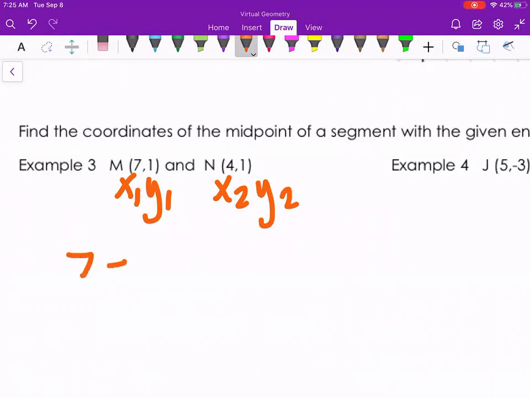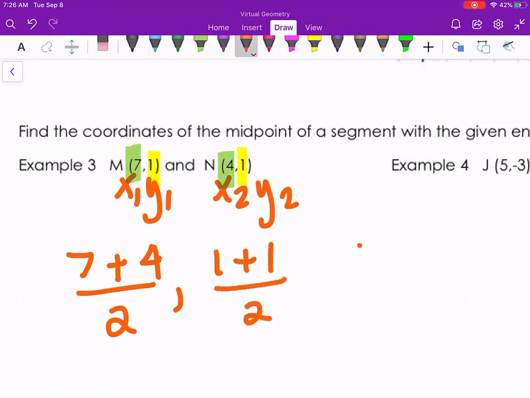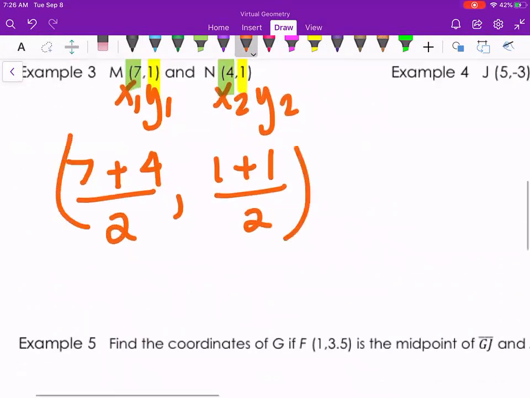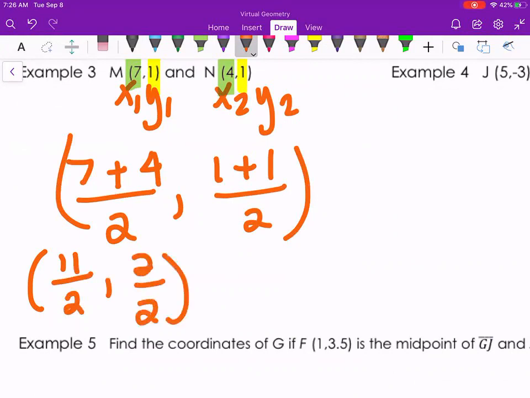So for our midpoint, add up those x's. So 7 plus 4, again, adding up these x's. We'll divide that by 2 in just a second, and I have to go do the same thing to the y's. A 1 and a 1. So 1 plus 1 divided by 2. So let's see what our final result is going to look like. All right, 7 plus 4 gives us an 11. We'll divide that by 2. 1 plus 1 is a 2, and then we'll divide that by 2.